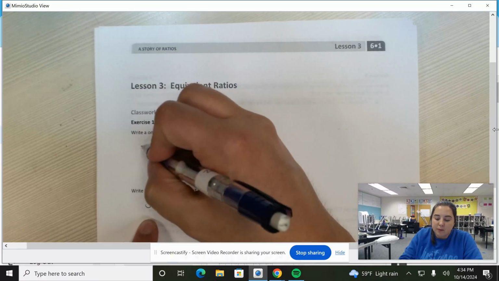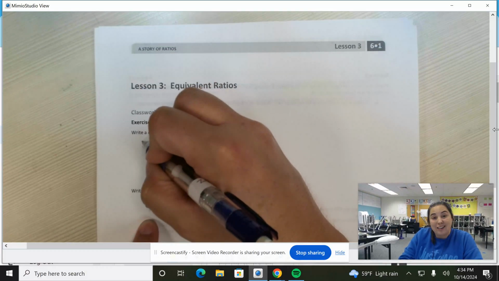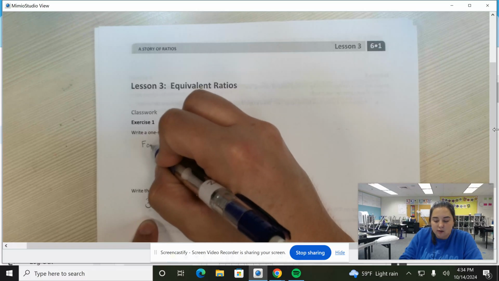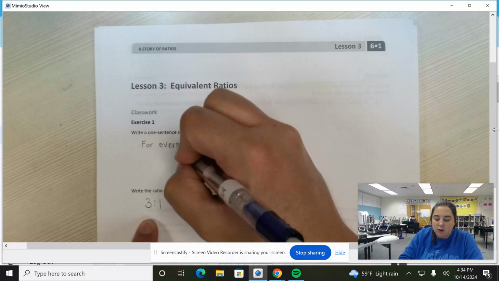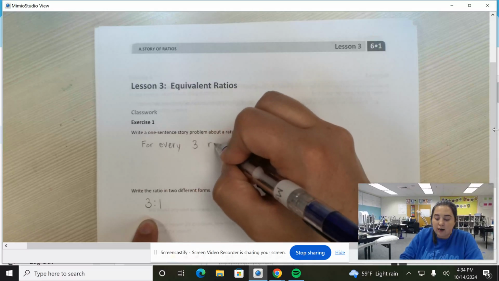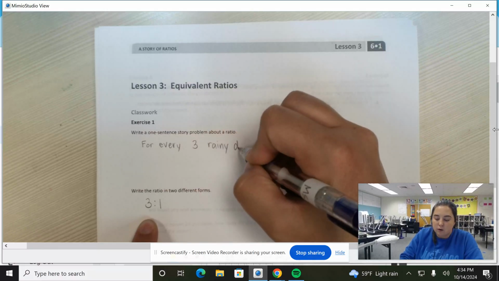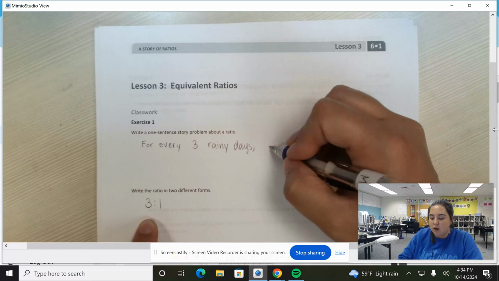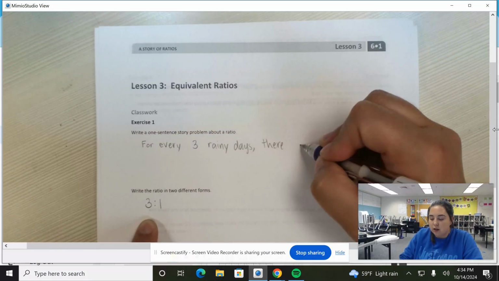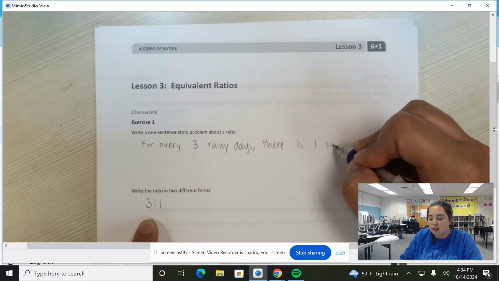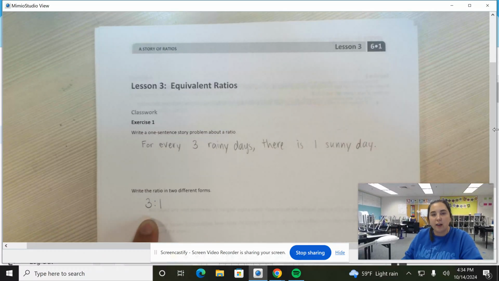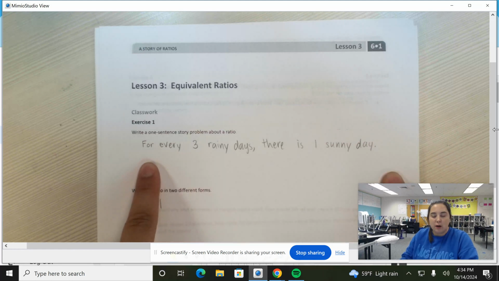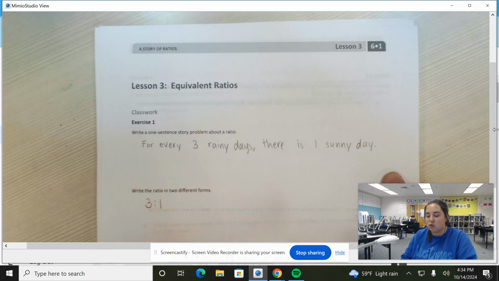Mine's going to be, it was really rainy today and really cloudy here in Maltby. So for every 3 rainy days we have in Washington, there is 1 sunny day. I don't think that's true, but it kind of feels like it. So I have my one-sentence story problem. For every 3 rainy days, there's 1 sunny day.